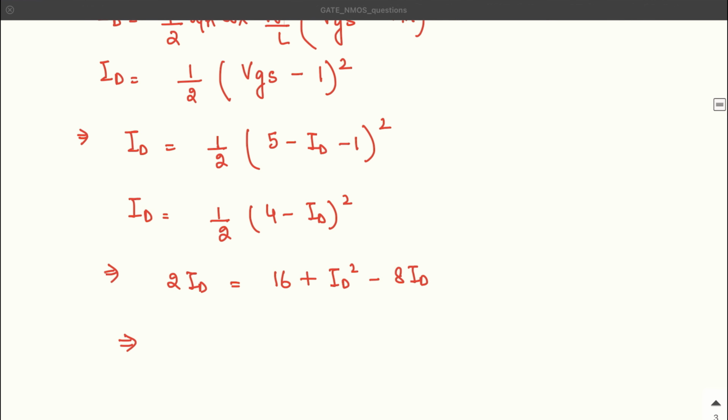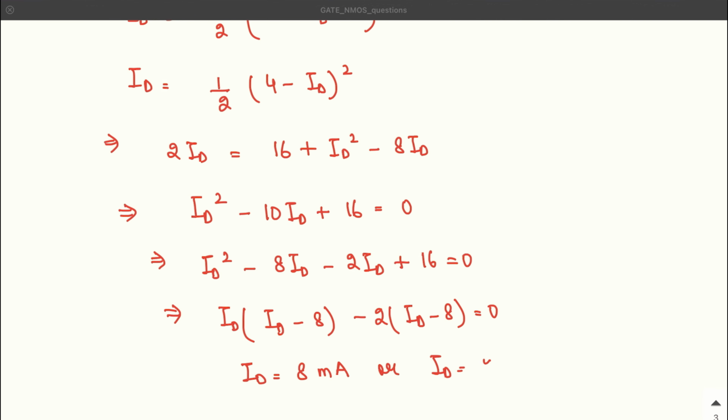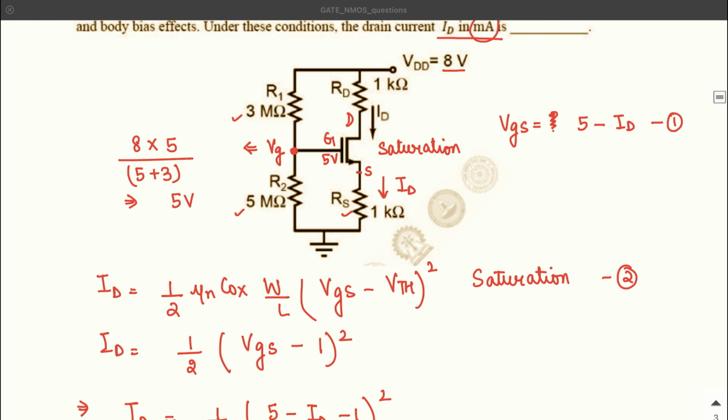So now we can try to solve this. Let's pick up ID constant. So ID squared minus 10 ID plus 16 is equal to 0, that is, common ID minus 8, minus 2, ID minus 8 is equal to 0. So ID is equal to either 8 milliamperes or ID is 2 milliamperes. Now I need to decide which value.